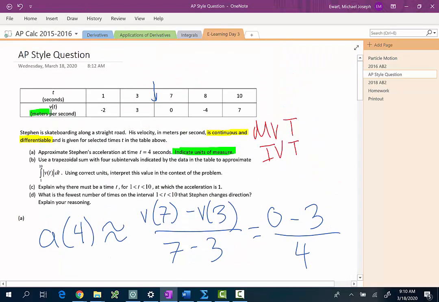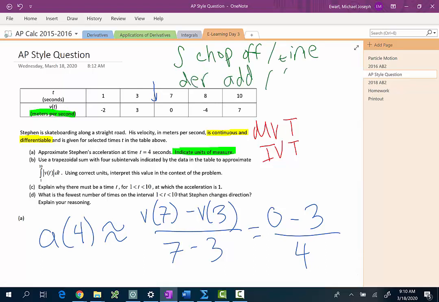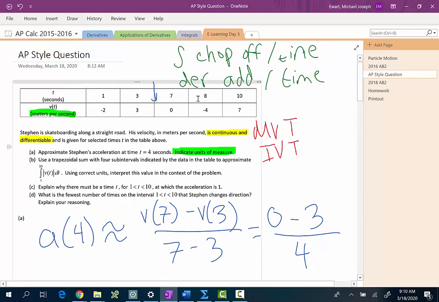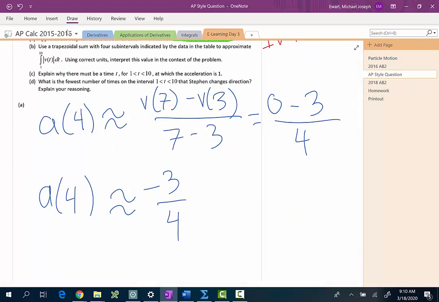So velocity was meters per second, and we just need to remember that anytime we do an integral, we chop off a per time. And anytime we take a derivative, we add on a per time. In this case, y2 minus y1 over x2 minus x1 is similar to a derivative, right? Riemann sums are similar to an integral. So we essentially did a derivative, so our units are going to be meters per second squared, or you could write meters per second if you want.